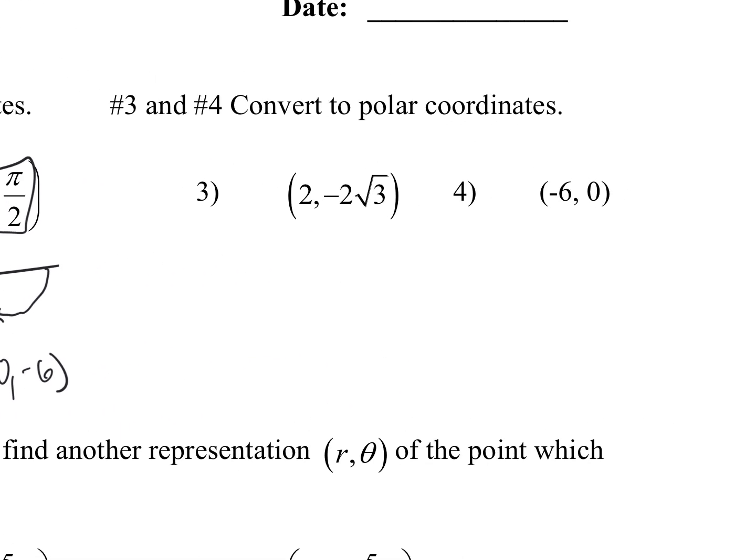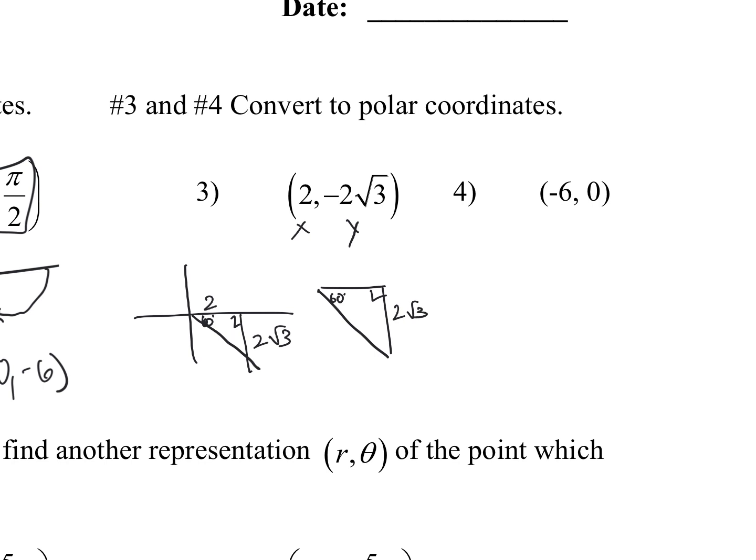Now, when we have a rectangular coordinate, again, it's really helpful to sketch it out. 2, negative root 3, so 2 here, 2 root 3 along the bottom. If you recognize this, this is a 30, 60, 90 triangle, where the reference angle is 60 degrees. Now, you could use the Pythagorean theorem to get the radius, but part of this is knowing the fact that this is a special right triangle.